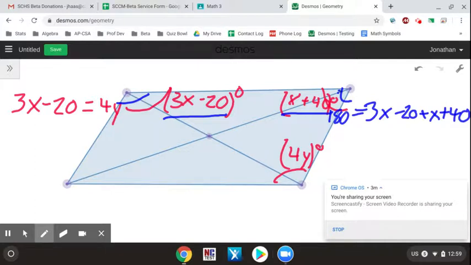You notice this angle here is acute. This angle here is obtuse. So anytime I have an acute and an obtuse angle around parallel lines, they are supplementary, adding to 180. I'm going to simplify this equation. Since it only has one variable, I can solve it.